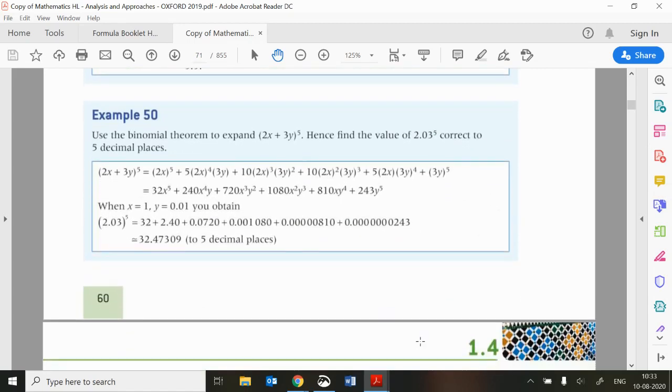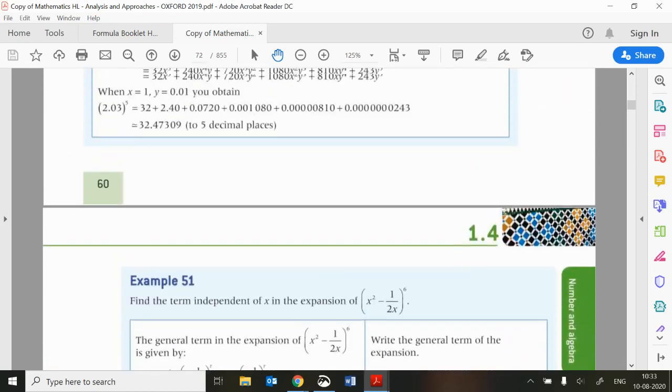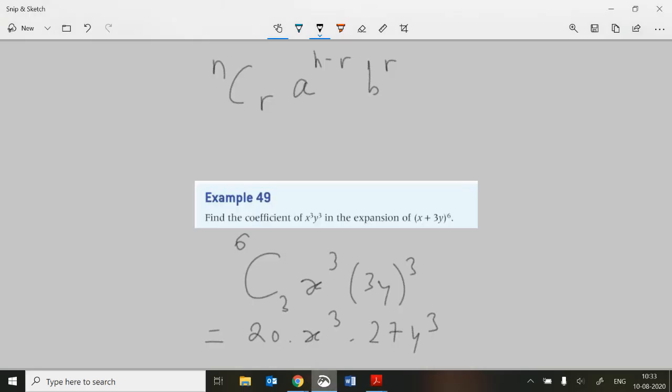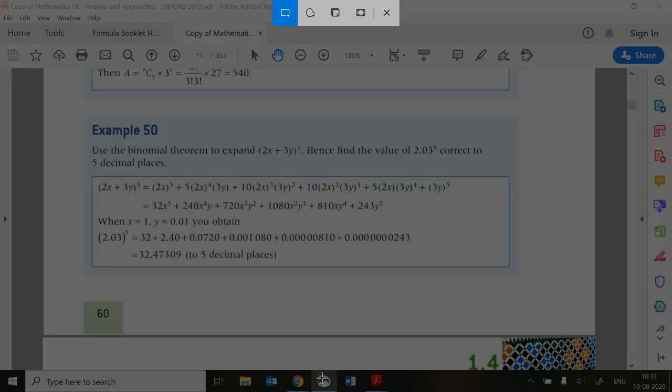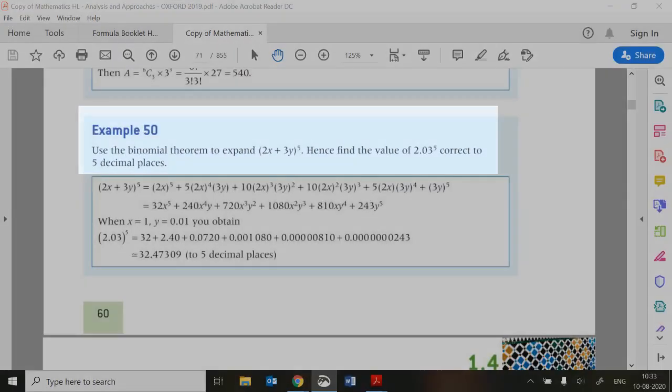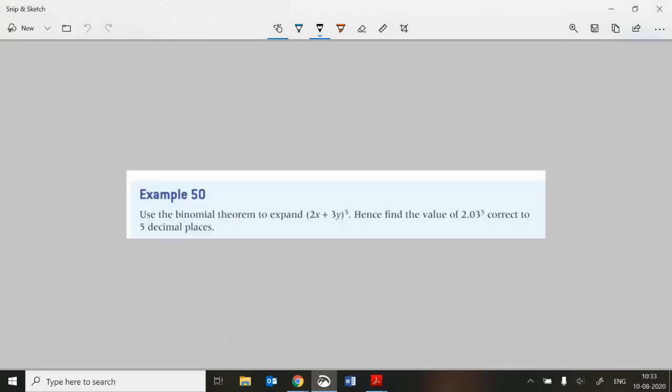So example 50. See how many there are. Oh, need 2 more questions here. Example 50. Use the binomial theorem to expand 2x plus 3y all to the power of 5. Hence, find the value of 2.03 to the power of 5, correct to 5 decimal places. So the second part of this question is going to require some creativity to look at this and see how it relates to this. But the first part of the question should be straightforward.